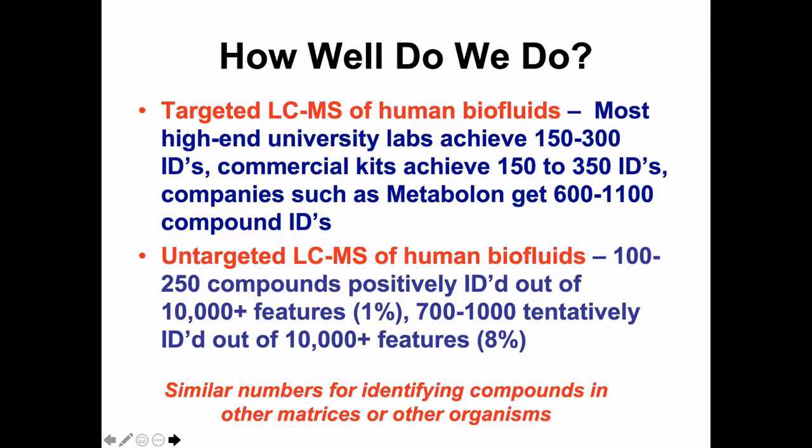So whether you're looking at human biofluids, cells and cell culture, water, or soil for exposome studies, the same numbers keep coming out: we're typically identifying between 1 and 5% of the peaks or the compounds that we know are there. So the coverage in metabolomics is still frustratingly low.